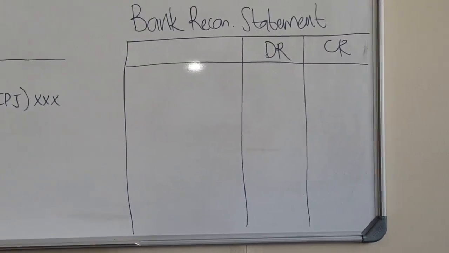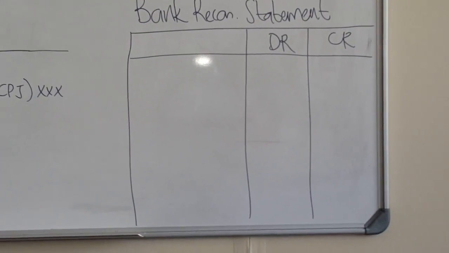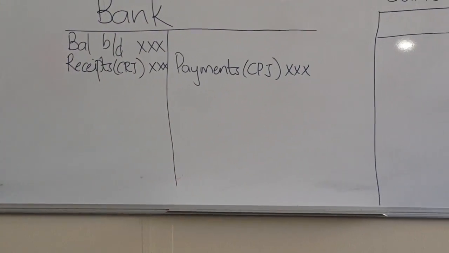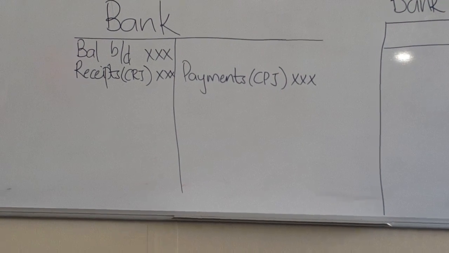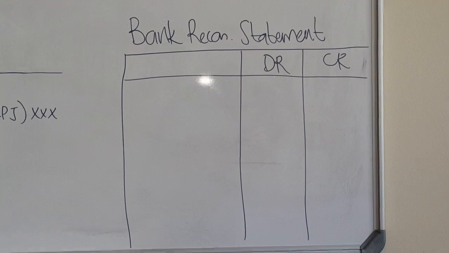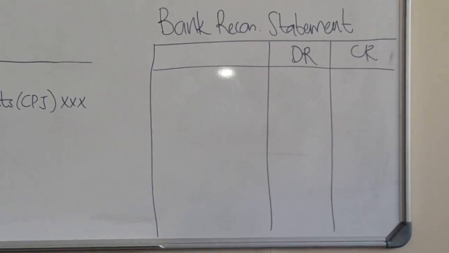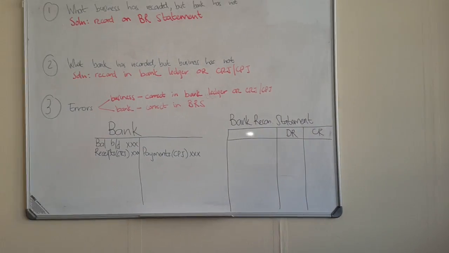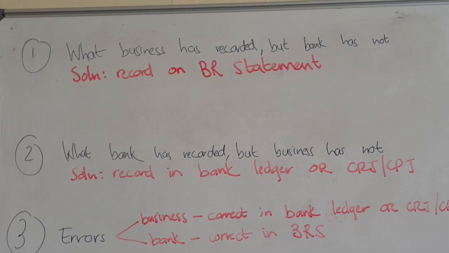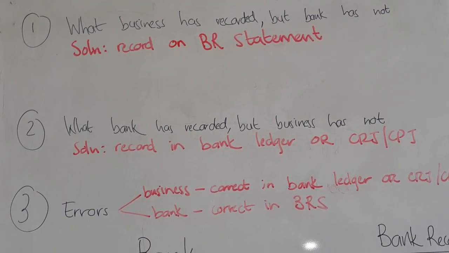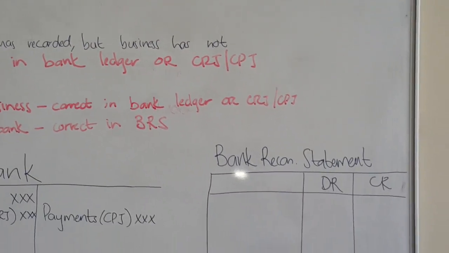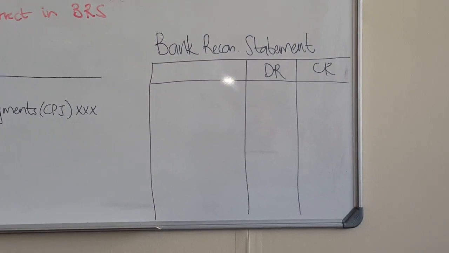So in the bank reconciliation statement, you'd start off with balance as per bank account. That balance as per bank account comes from the bank ledger, which you will record at the end of the bank account. You transfer the balance to the bank reconciliation statement. And in the bank reconciliation statement are all the adjustments which come from number one on our board. So if I go back to number one, it says what the business has recorded, but the bank has not. The solution was to record these things on the bank reconciliation statement. So all of the things that come up from number one will now be recorded in the bank reconciliation statement.